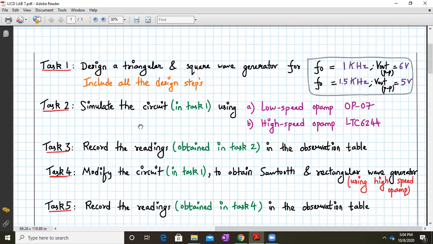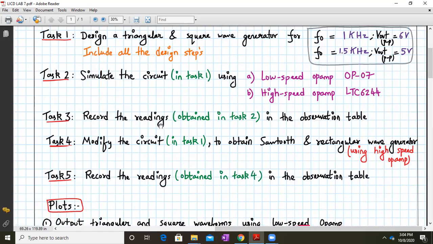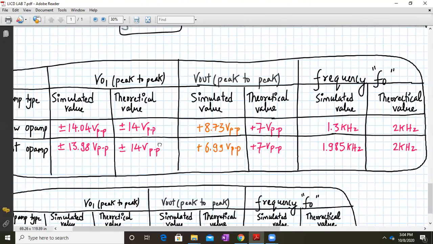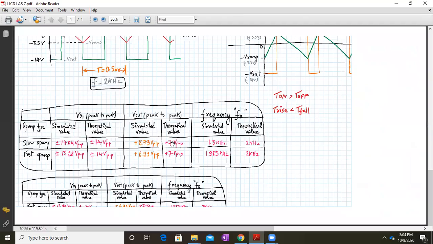Now task number two is to simulate the circuit from task number one in LTSpice using a high speed op amp and a low speed op amp. The low speed op amp is OP07. For the high speed op amp you can select LTC6244. Now record the readings obtained in task number two in the observation table. That's what I have already shown you also. So this is the table you can use for recording the readings.